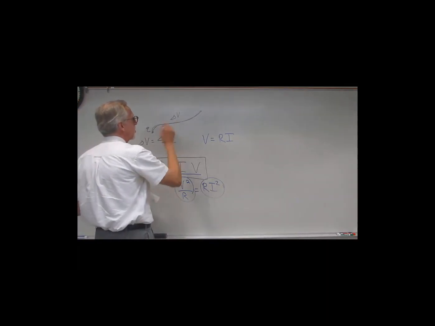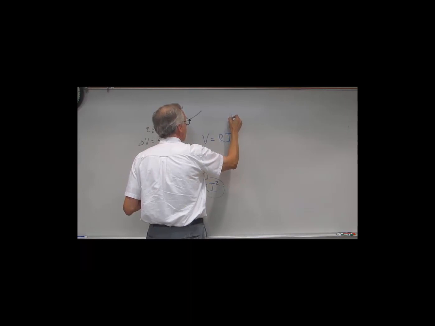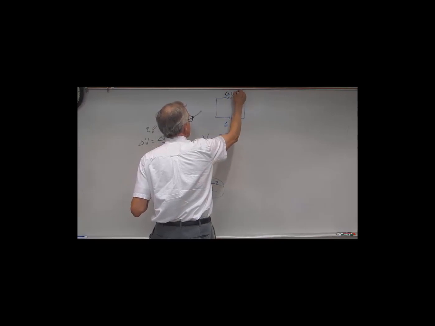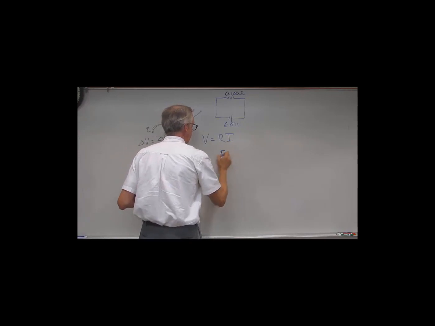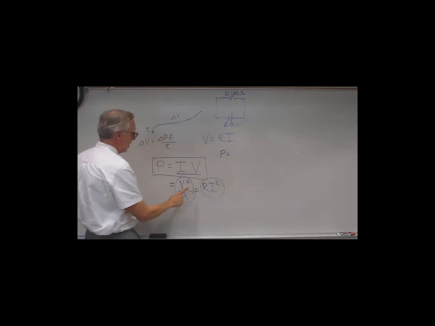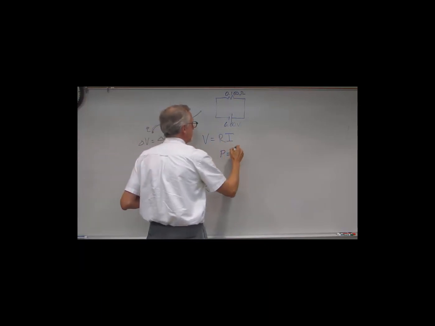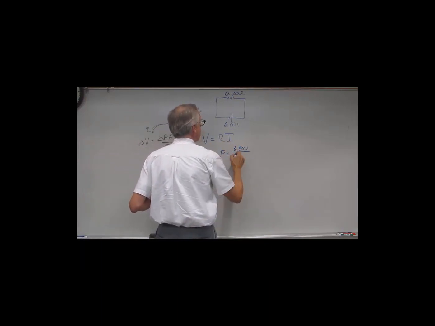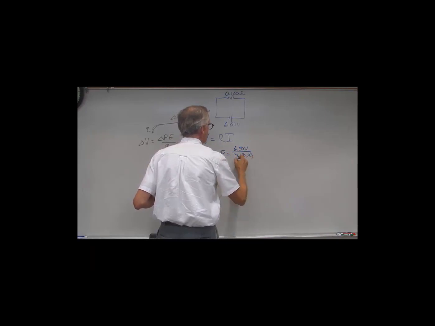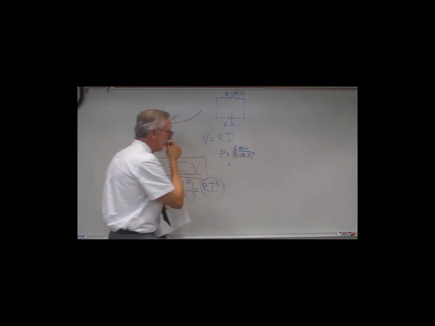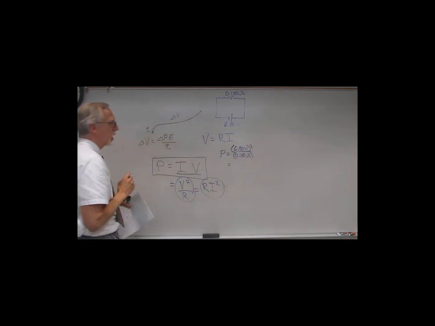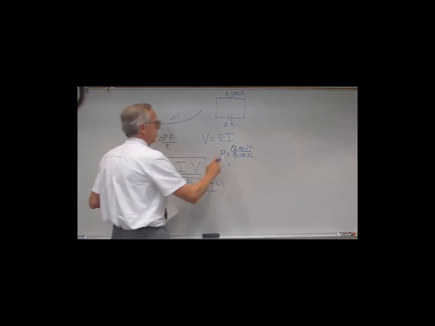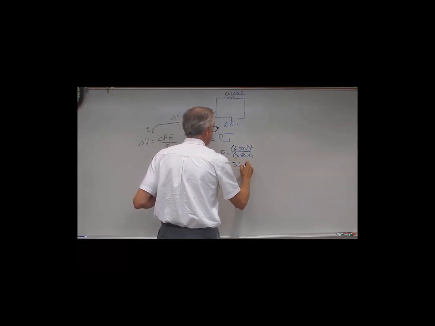So let's stick some numbers in. Back with our circuit before, when we had a 6-volt battery and a 0.100 ohm resistor, how much power do we get? Well, we've got the voltage, we've got the resistance. We could use this one, V squared over R. This will be 6 volts squared divided by 0.100 ohms. That would be 36 divided by 0.1, 360.